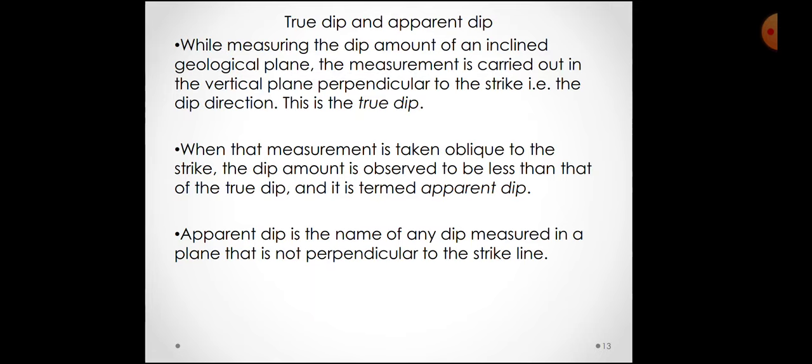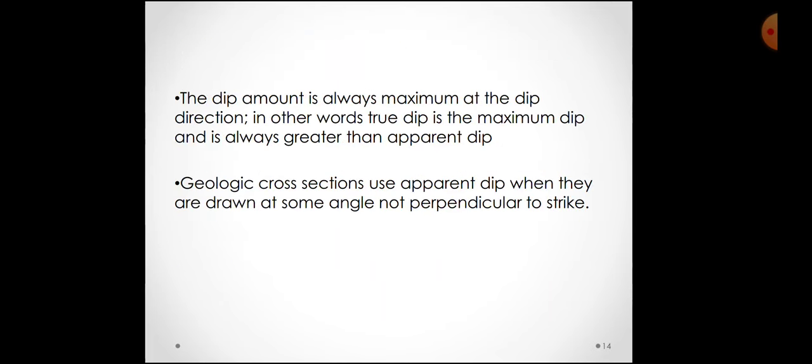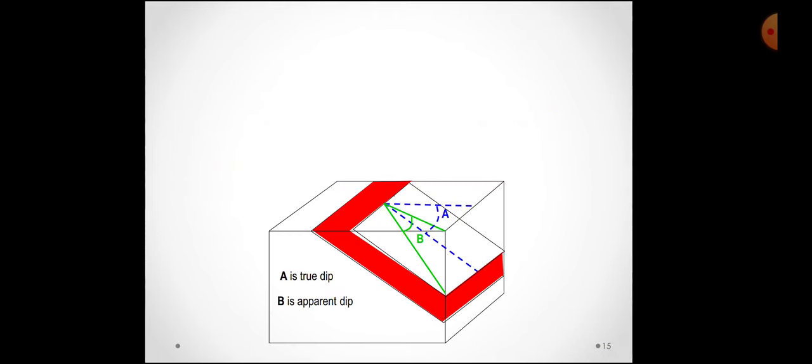Apparent dip is the name of any dip measured in a plane that is not perpendicular to the strike line. The dip amount is always maximum at the dip direction. In other words, true dip is the maximum dip and is always greater than apparent dip. Geologic cross sections use apparent dip when they are drawn at some angle not perpendicular to strike. A is true dip, B is apparent dip.